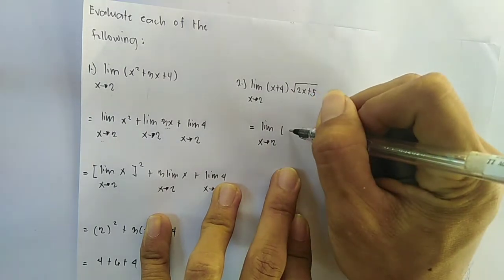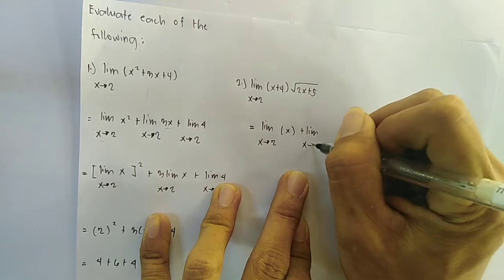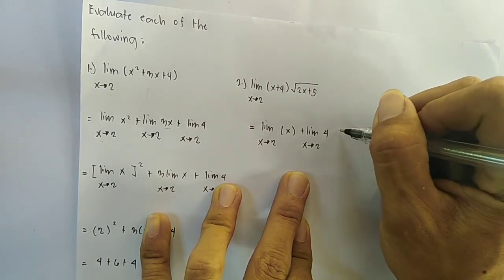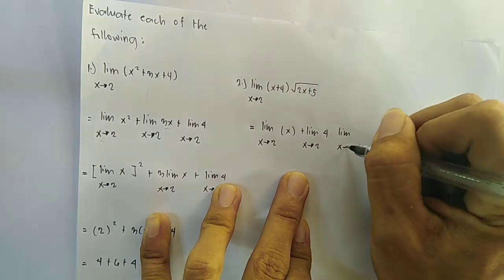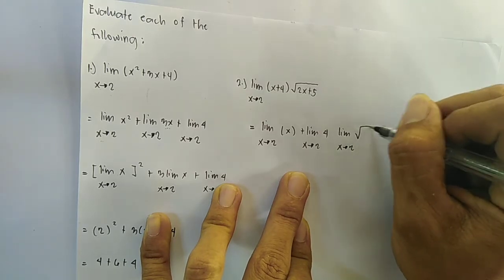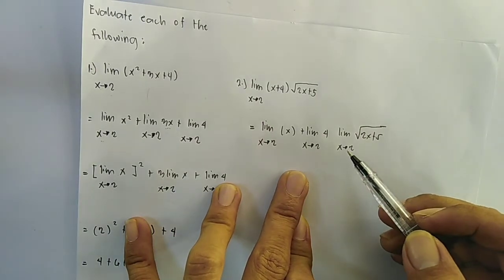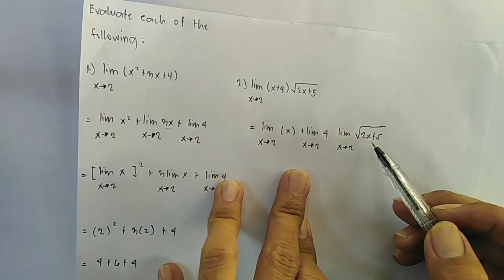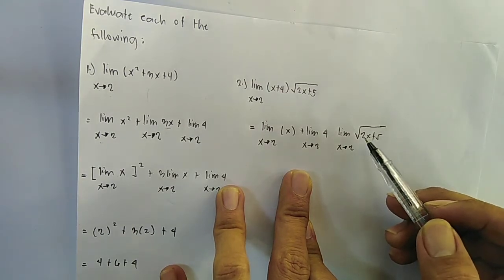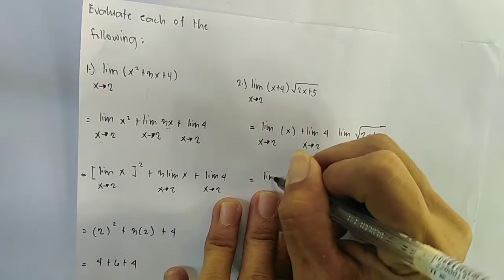So we have x plus the limit of 4 times the limit of the square root of 2x plus 5. So in this case, we still have to distribute the limit notation to the inside expression, or to the inside function of the radical sign. So we have to distribute the limit notation.